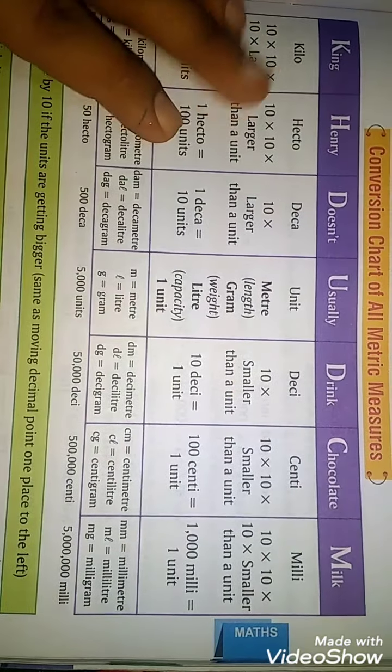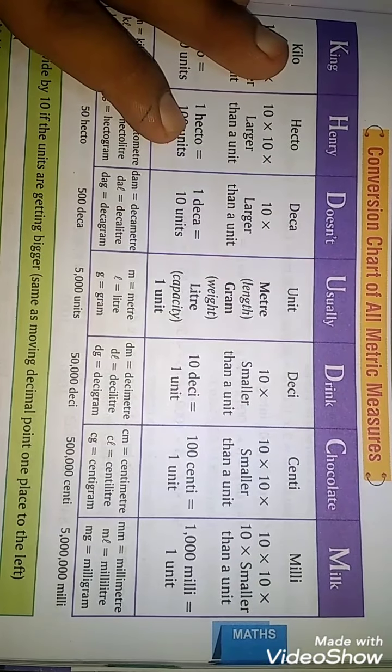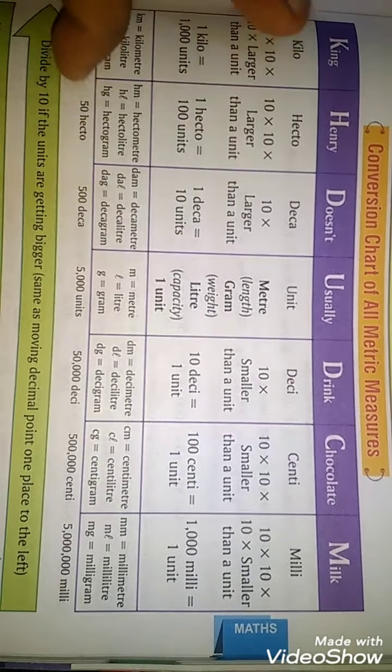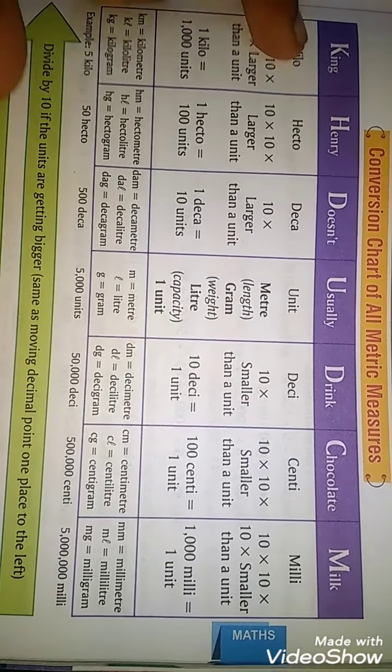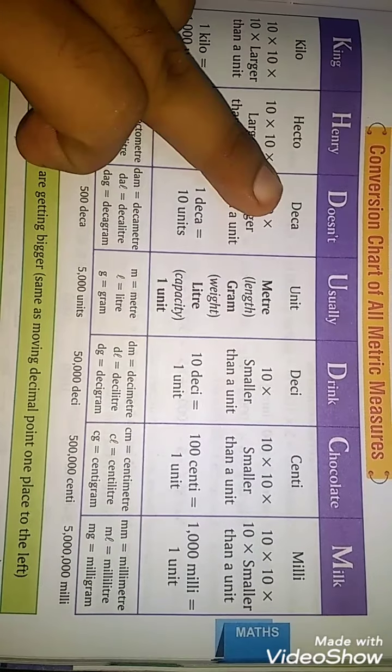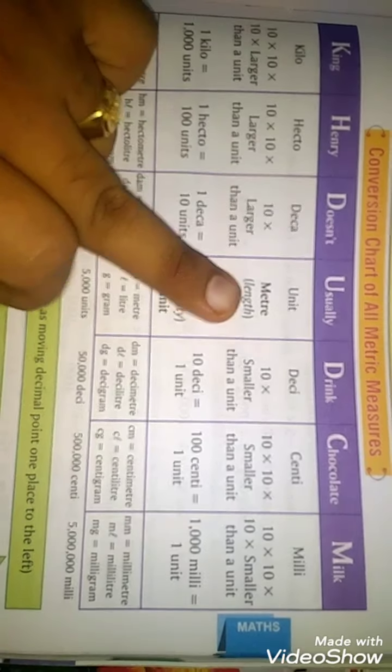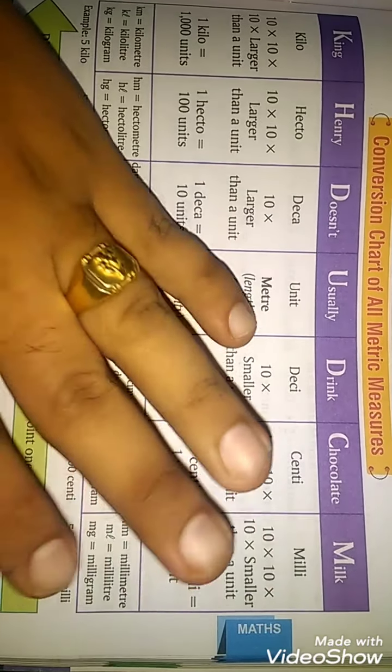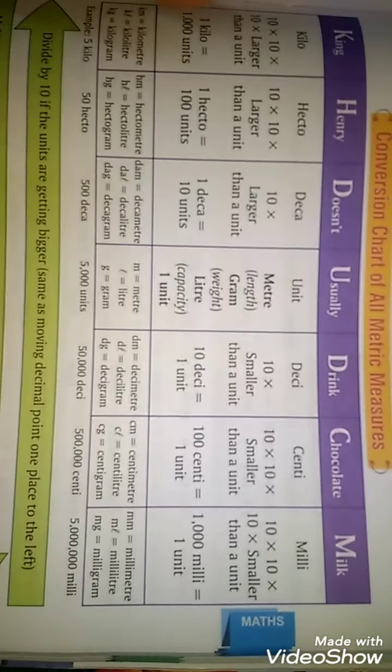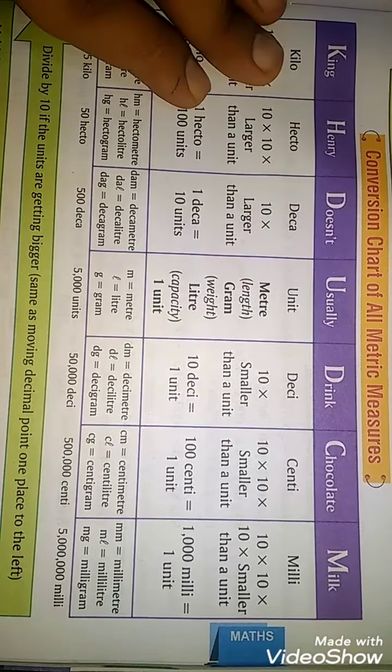These are all the prefixes. The suffix is written here. Kilometer, hectometer, decameter, then only meter, decimeter, centimeter and millimeter. You might have been aware of 3 or basically 4 units: kilometer, meter, centimeter or millimeter.